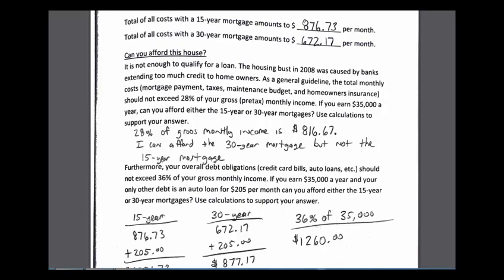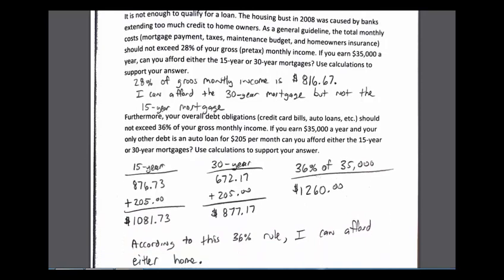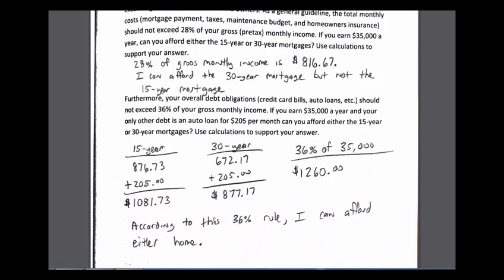So let's also now look at the overall debt obligation. If we look at the overall debt obligation down here, for the 15 years, we take the cost of the home plus this $205 car payment, which is $1,081. And then the 30-year payments, they're $672 plus our $205 car loan, we get $877.10. If we take 36% of our gross monthly income, so I took 36% of $35,000 and then divided by 12 to get it to be monthly, that is $1,260. So according to the 36% rule here, I can afford either home.